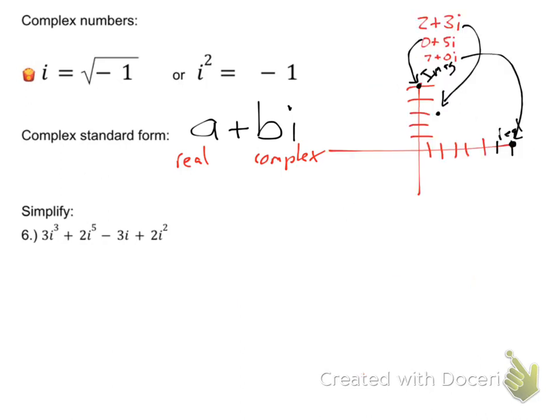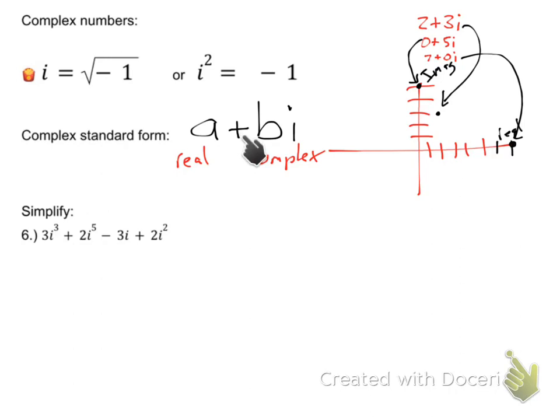Now, we have to do this problem. I have to simplify this thing. Do you guys notice that there are a bunch of things with i's in it? Number 6 here: I've got 3i cubed plus 2i to the 5th minus 3i plus 2i squared. My goal is to make it look like this form, which is a plus bi.